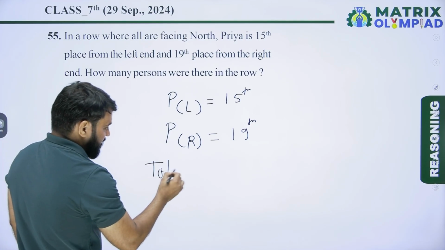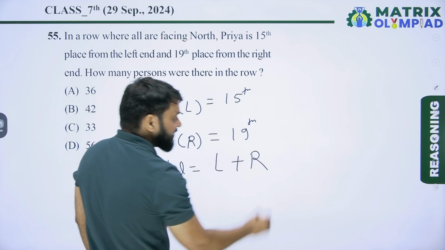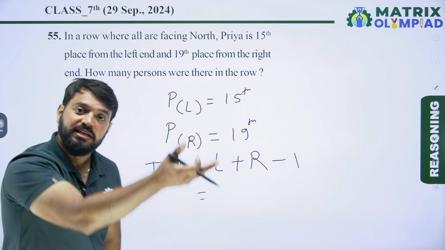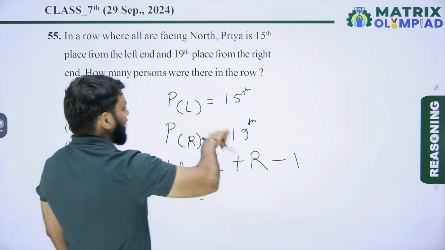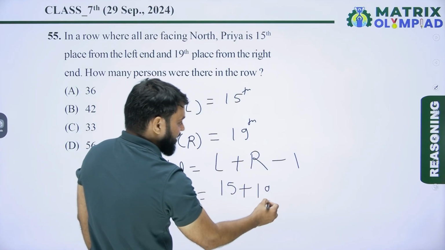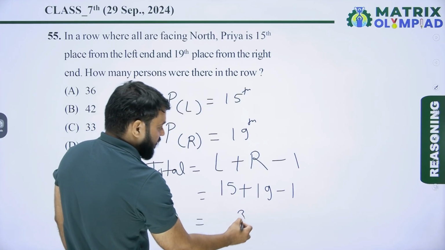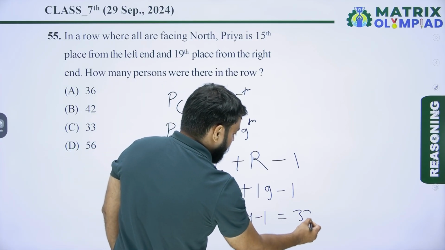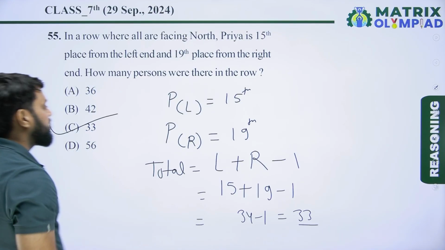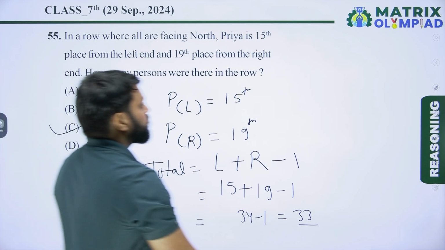The formula is left position plus right position of the same person minus 1. Left position of Priya is 15 and right position of Priya is 19, minus 1. 15 plus 19 is 34, minus 1 is 33. So there are 33 persons in this row. So option C is the correct answer of this question. Let's move on to the next question.